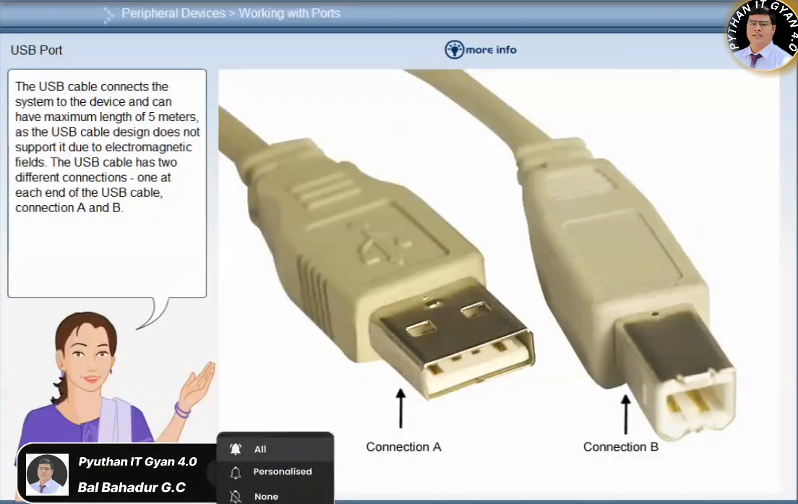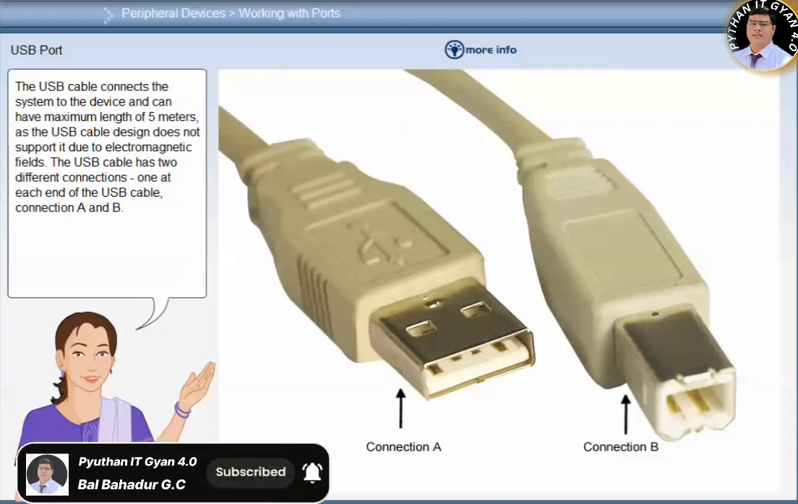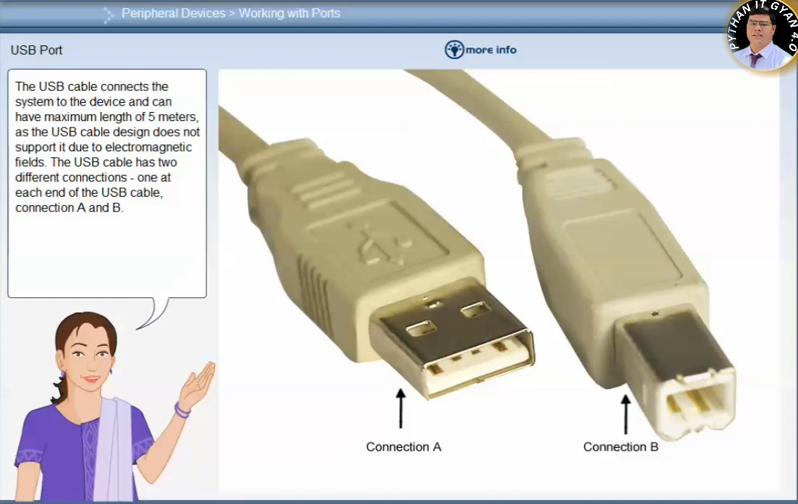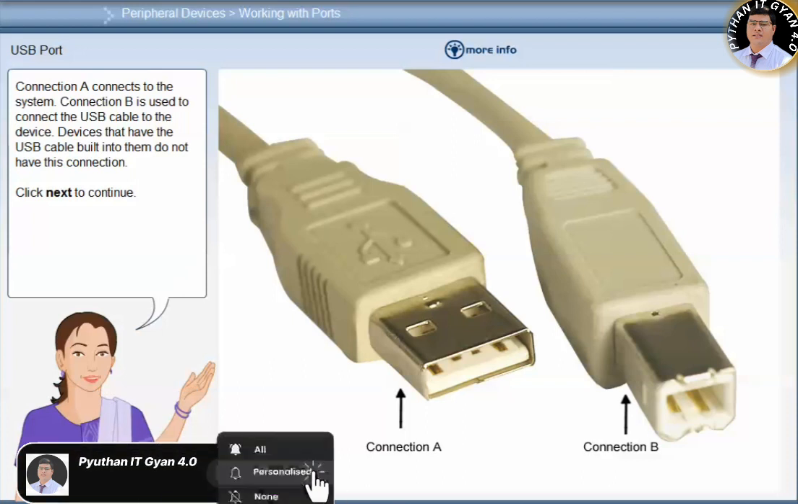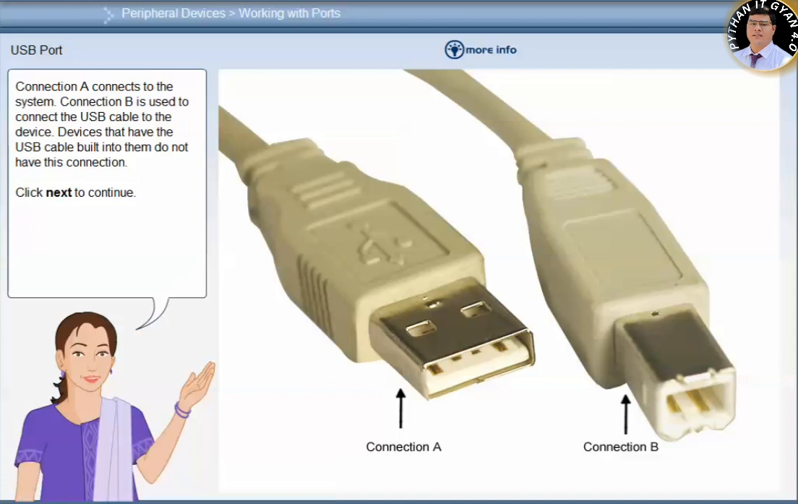The USB cable connects the system to the device and can have a maximum length of 5 meters, as the USB cable design does not support more due to electromagnetic fields. The USB cable has two different connections, one at each end of the USB cable, connection A and B. Connection A connects to the system. Connection B is used to connect the USB cable to the device. Devices that have the USB cable built into them do not have this connection.